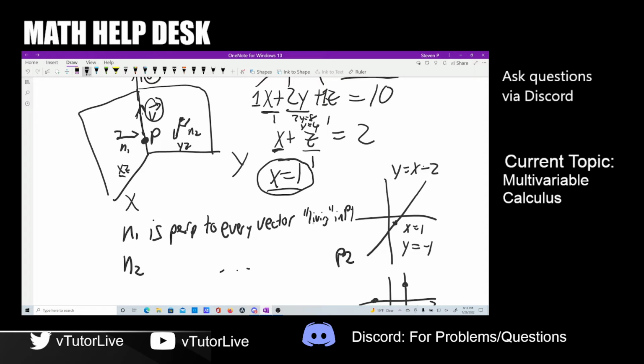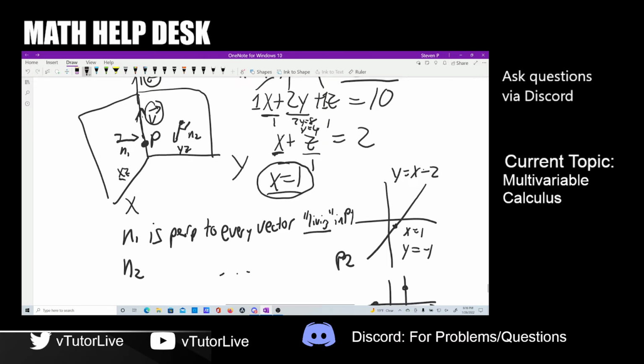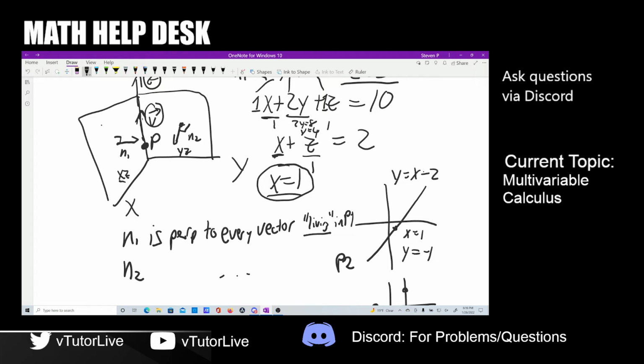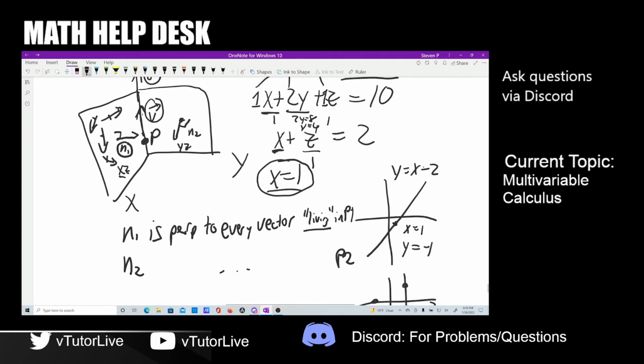For p2, by the way, this word "living" is just my own creation. I'm using it very colloquially. It's not a rigorous math term. This is how I like to explain it, but you can kind of visualize it. For every random vector that you can imagine being in this plane, the point of a normal vector is that it's perpendicular to every single one of these. And similarly for n2, it's perpendicular to every single vector living in here.